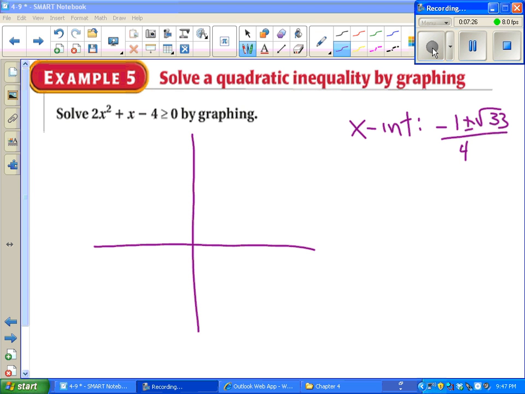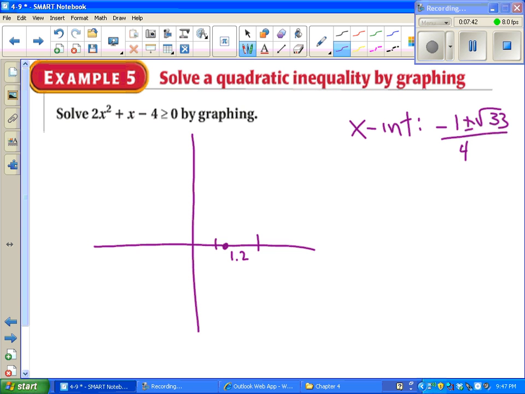The easiest way I think to find those x-intercepts is using the quadratic formula. Unfortunately, we don't really know where to put those numbers because they're not nice. You've got to come up with a decimal for these. Makes it a little trickier. Make sure you know how to get a decimal for those. We get one at 1.2 and one at -1.7.